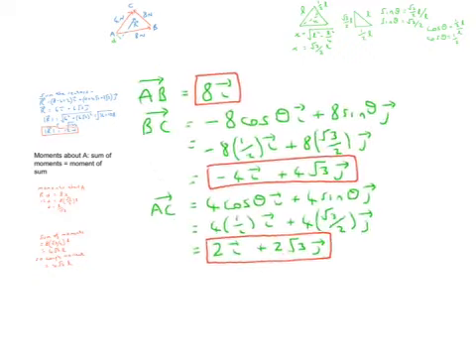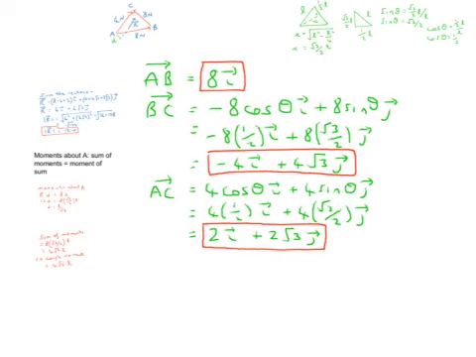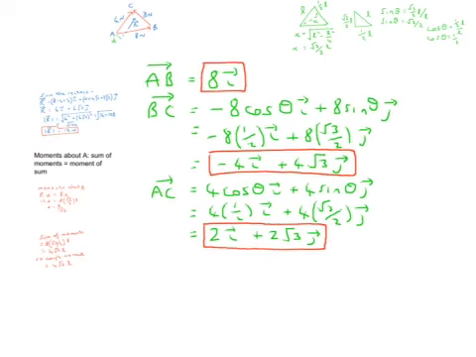So we have AB is straight across in the positive i direction, it's equal to 8i. We have BC, which we can resolve as minus 8 cos theta i plus 8 sin theta j. That gives us minus 4i plus 4 root 3 j. And finally we have AC, which gives us 2i plus 2 root 3 j.